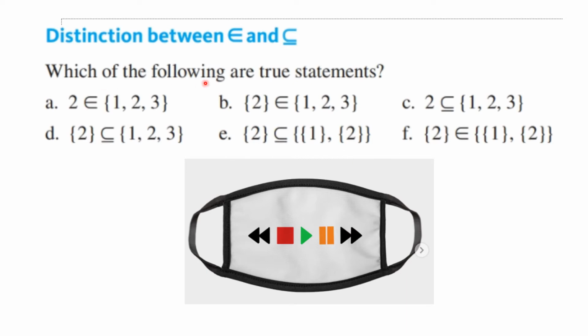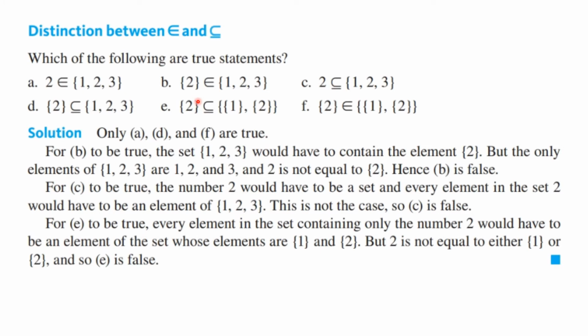This next problem deals with what's the difference between this symbol and this symbol. They look kind of similar, but they are different and have very different meanings. So using these, which of the following are true statements? You know what to do. Let's see how you did. So A, D, and F are true. If I ask you this kind of question, I'll ask you why, if something, you call it false, why it's false.